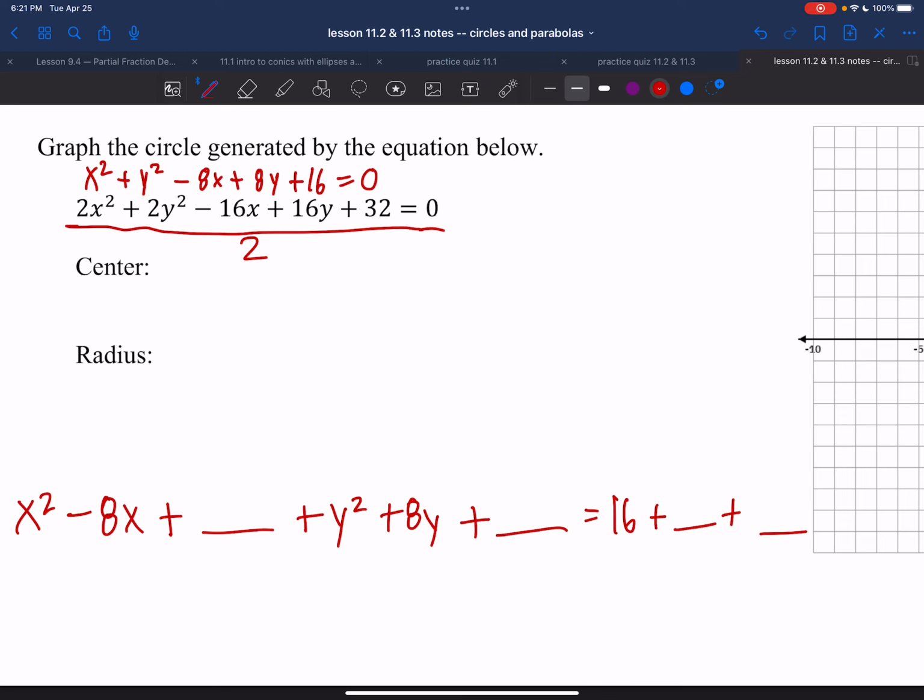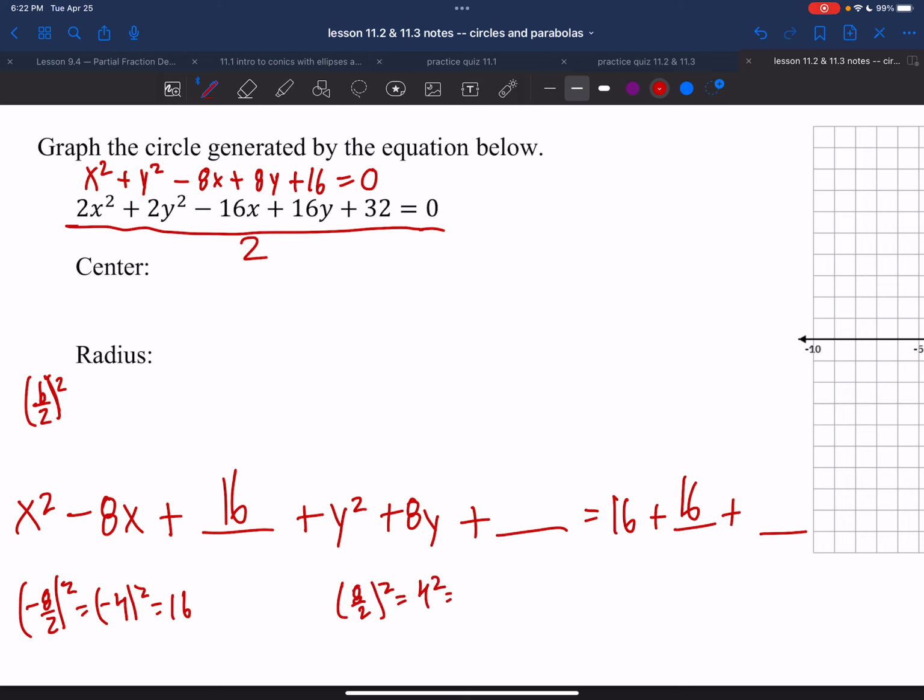And then I need to complete the square, so I need to do b over 2 squared. That's my magic number that I add. So I'm going to get negative 8 over 2 squared. That's negative 4 squared equals 16. So I put a 16 here, and to balance it, I put a 16 here. And then same story for the other one, right? 8 over 2 squared is 4 squared is 16. So I still get 16 here and 16 here.